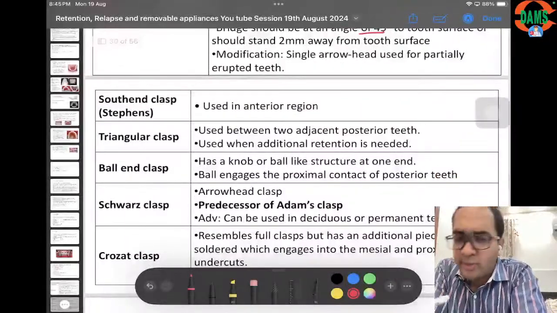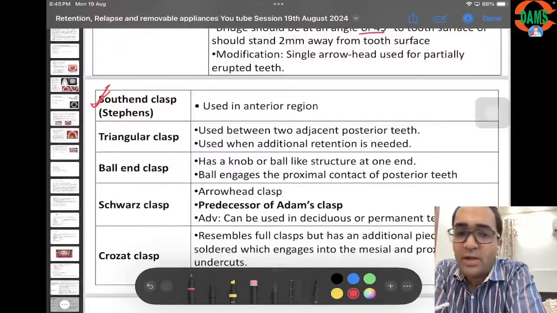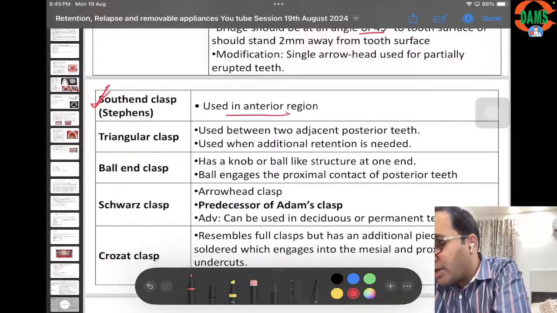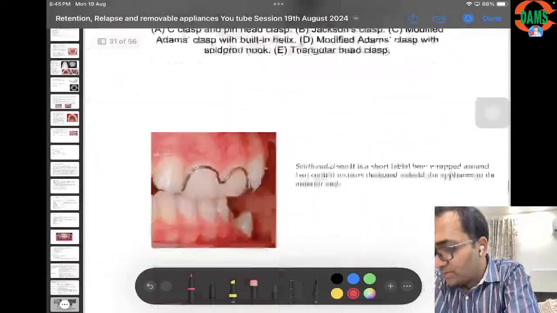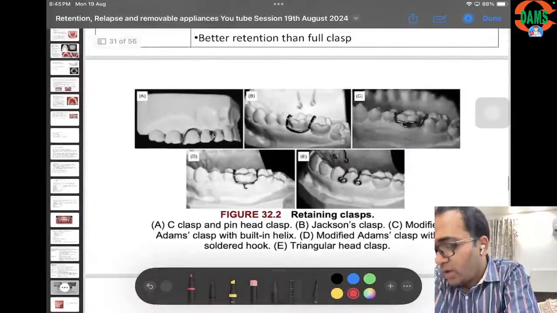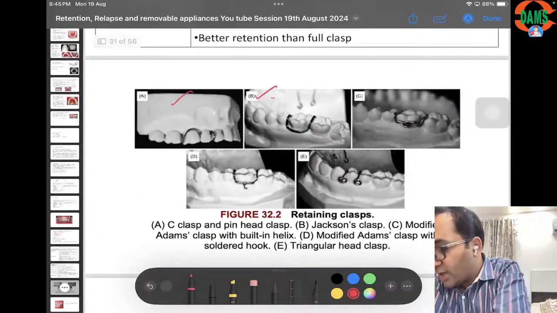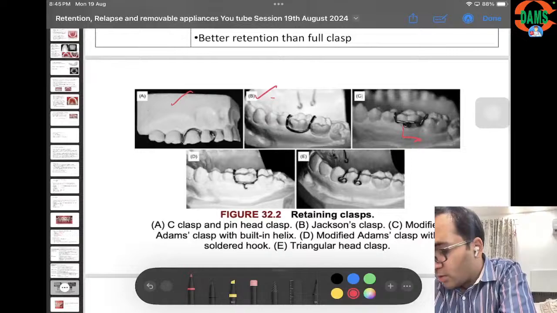Next is the south end clasp, also known as Stephen's clasp. Please note, it is used for retention in the anterior region. These are the images. This is the south end clasp. These are the C clasp and U clasp. Modified Adams clasp, in which a helix was incorporated, or a pin soldered hook is incorporated, and lastly the triangular head clasp.